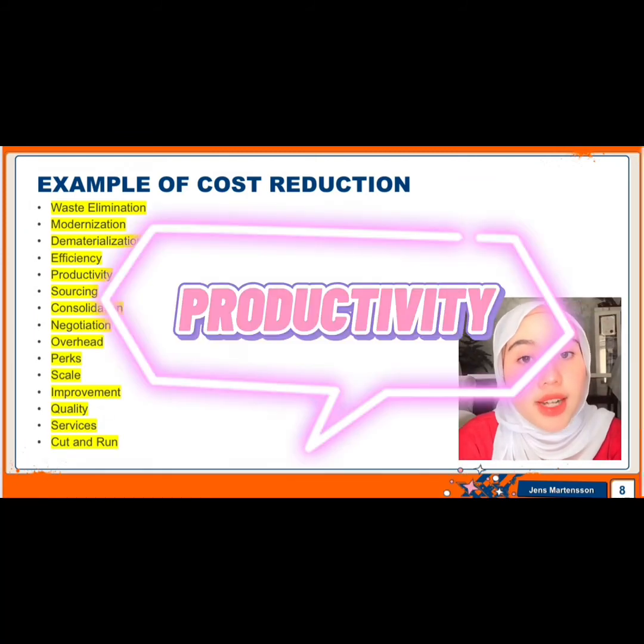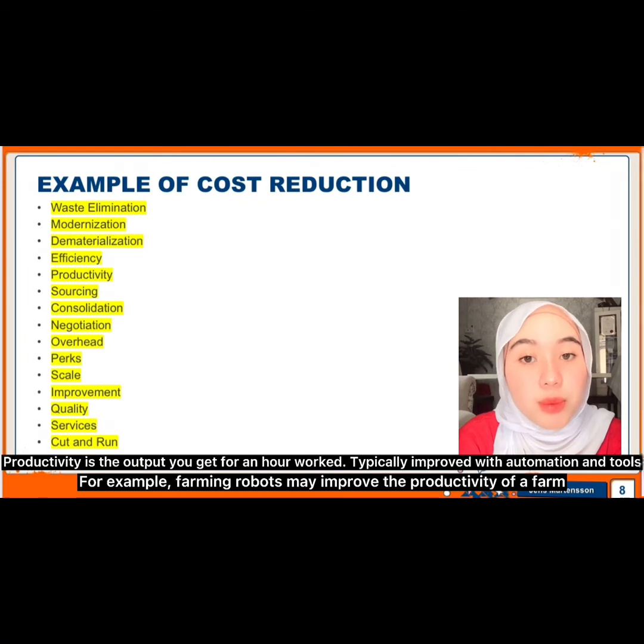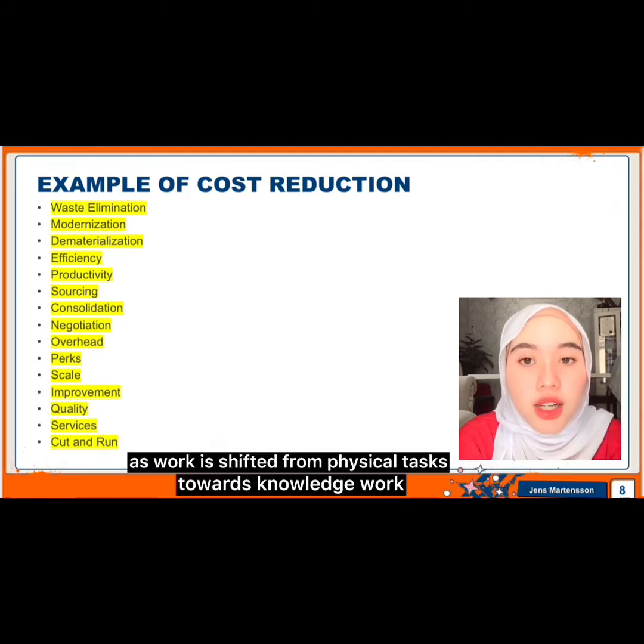So next is productivity. Productivity is the output you get for an hour of work, typically improved with automation and tools. For example, farming robots may improve the productivity of farms as work is shifted from physical tasks toward knowledge work.